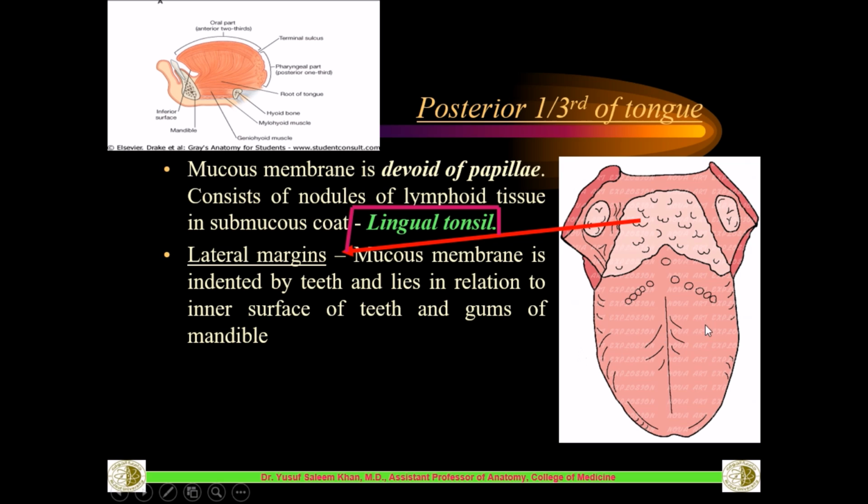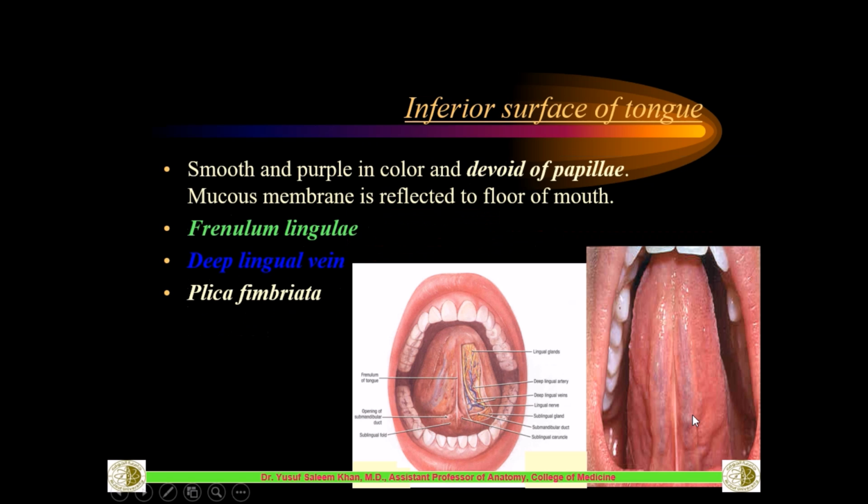Coming to the lateral margins, as I said, it is also covered by the mucous membrane, and it gives indentation to the teeth. If you look at this side, you can see the impression of the teeth, and it lies in relation to the inner surface of the teeth and gums of the mandible. So these will be the lateral margins which will be directly in contact with the teeth as well as the gums.